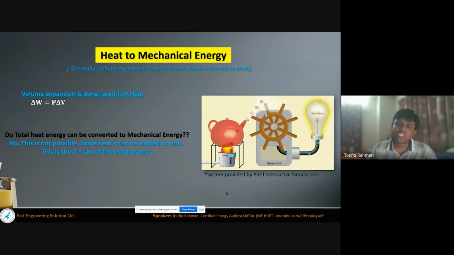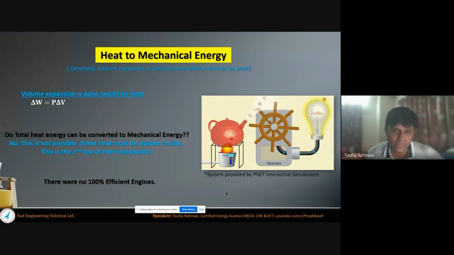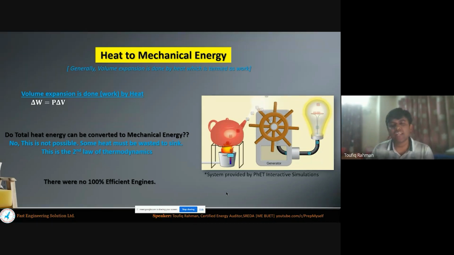Maybe for generation from this position, I can say that 15% to 20% of the energy is being converted to electricity, not more than that. Most of the energy is going to the environment. This is in the law of thermodynamics, which says that no engine can be 100% efficient. So there is no engine that is 100% efficient.